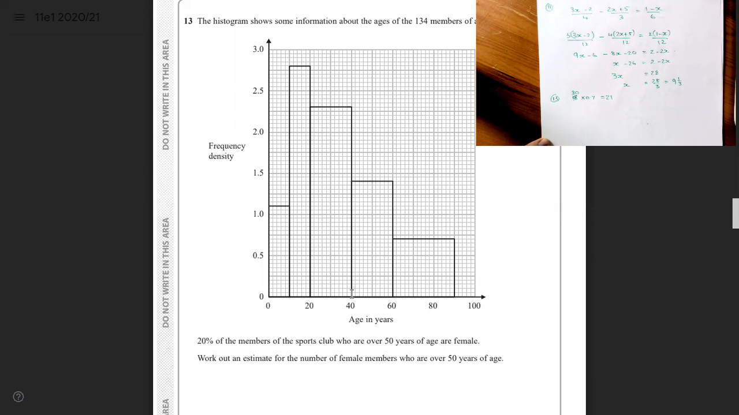Okay, now this is 40 to 60, but we only want 50 to 60 because we want 50s and over. So that class width is 10 and the height is 1.4. So 10 multiplied by 1.4 equals 14. So that means there's a total of 35 members who are 50 years or over. 20% of 35 equals 7.